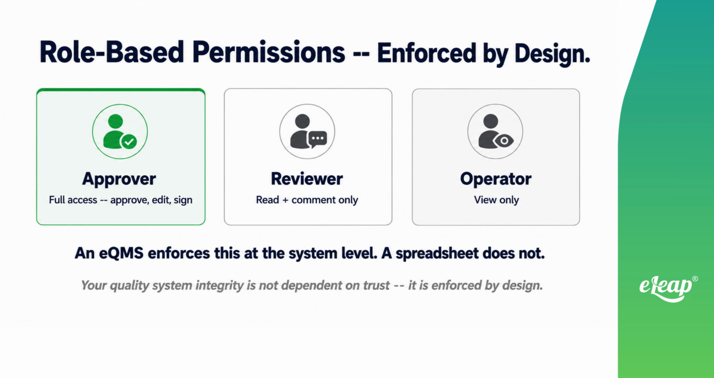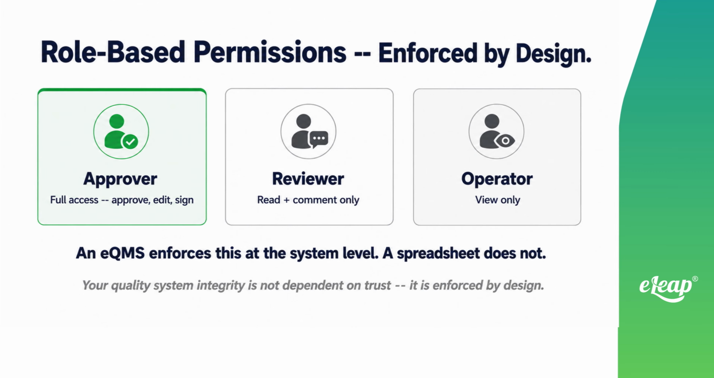Reason 2, no enforced access control. In a shared spreadsheet, anyone with file access can edit a master SOP, remove a row from a CAPA log, or overwrite a controlled document. An eQMS enforces role-based permissions at the system level. Approvers can approve, reviewers can review, operators can only view. Your quality system's integrity is not dependent on trust. It is enforced by design.